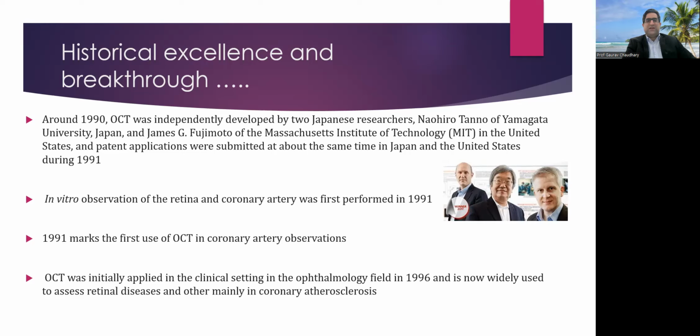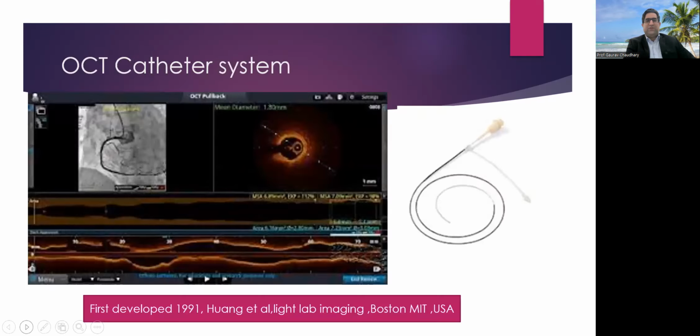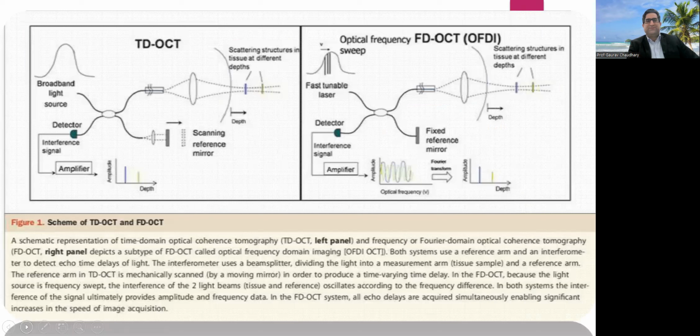OCT was clinically applied in ophthalmology in 1996, but nowadays it has got a lot of use in the coronary as well. We have seen the evolution of various OCT catheter systems. This is how a coronary looks on conventional angiography. On the right side, we are getting inside the tunnel of the coronary artery and seeing with the optical fiber lens. We convert these signals and are able to see the longitudinal section of the artery as well as the cross-section structures.